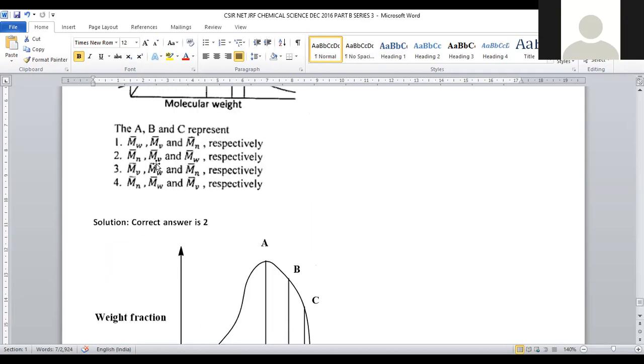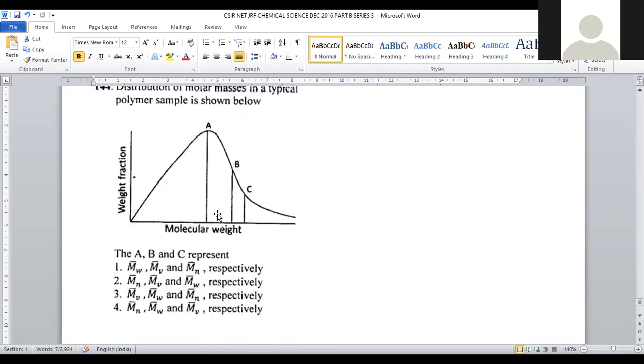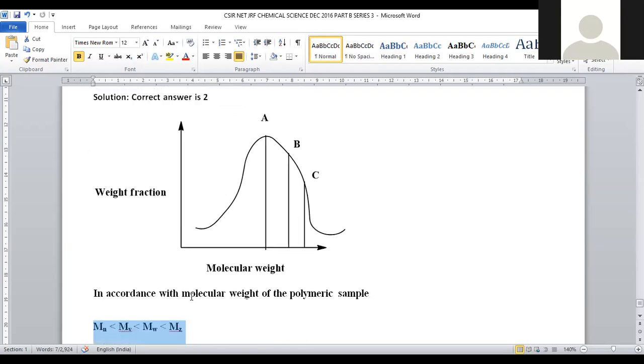After Mw, what is the next term? Viscosity. In order to determine viscosity average molecular weight, we have the empirical formula called the Mark-Houwink equation, right? So that is the next level, that is the B term. And the least will be given for number average; that is the A term. C denotes Mw, B denotes viscosity, and A denotes number average. All these are provided in option number 2. For question number 144, option number 2 is the correct answer.